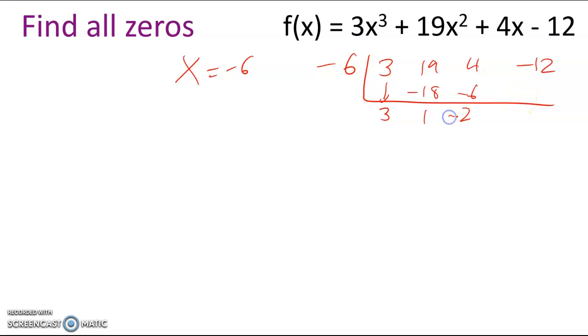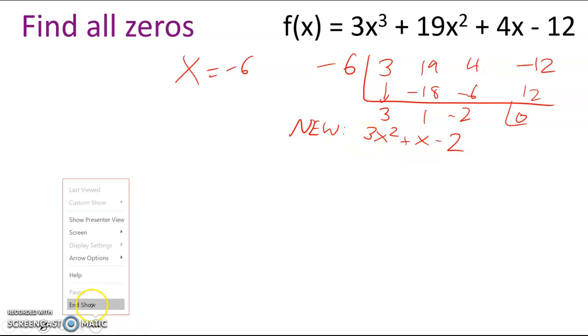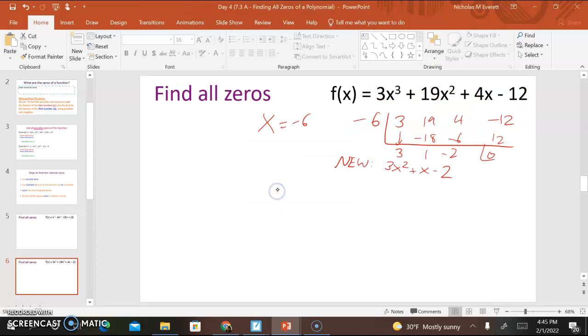Oh, that should be -2, excuse me. And then that should be 12. Then I get 0. All right. I'm going to write a new equation here, which is 3x squared plus x minus 2. That's my new equation there. And all right, so from there, actually keep it this time.